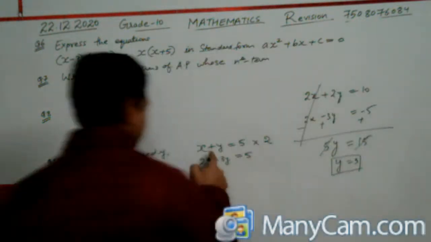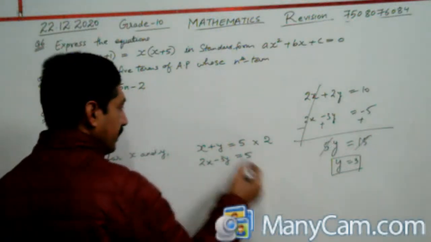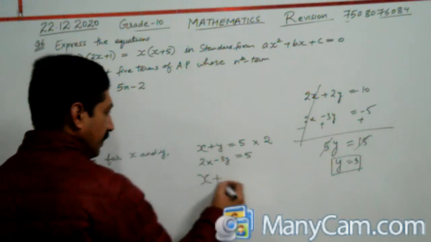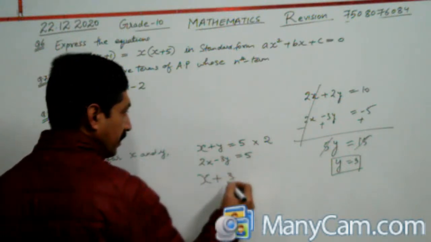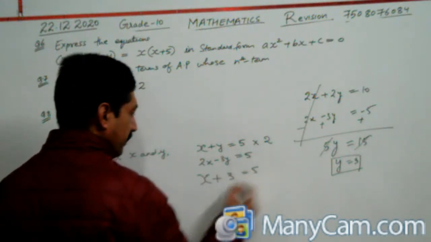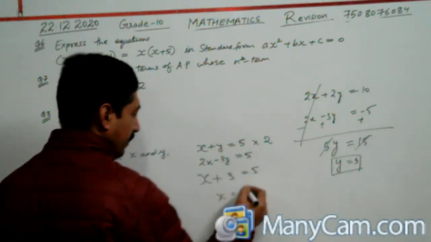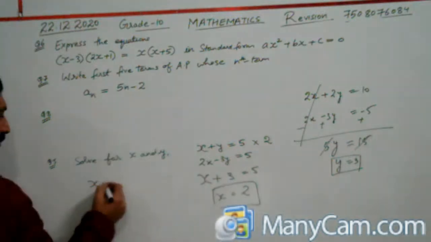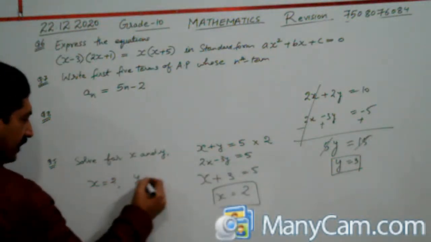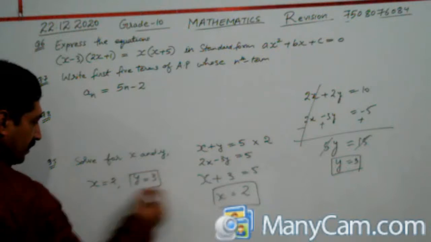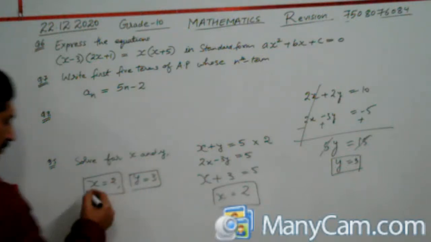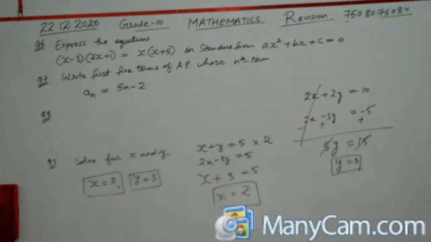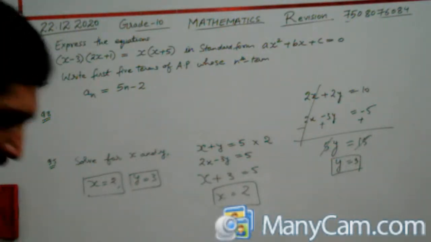We can find x. We can put the value of y, that is x plus 3 is equal to 5. So x is equal to 5 minus 3, which is 2. So the value of x is 2 and y is 3. These are the values of x and y. Next question.